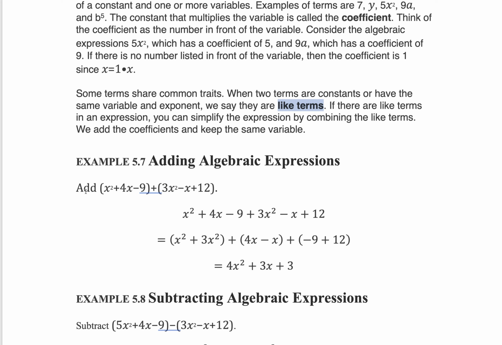So in order to add those 2 expressions, the first thing I did is just remove the parentheses. And then I try to combine like terms, which basically just means put the like terms together. Like x squared and 3x squared, they are like terms, adding them together. And the terms with x, 4x minus x, they are like terms, I put them together. And the numbers together, -9 plus 12.